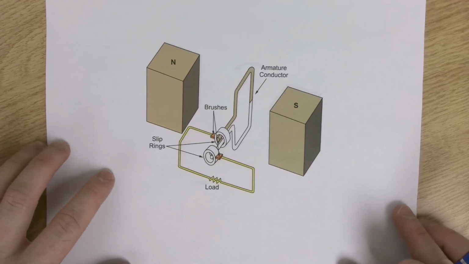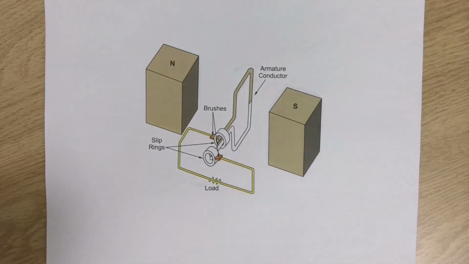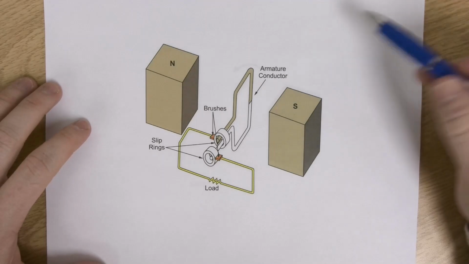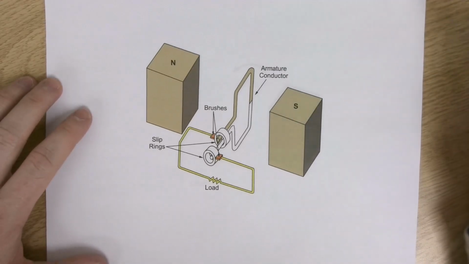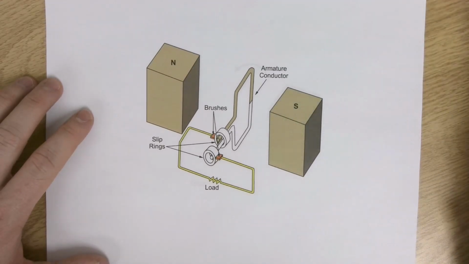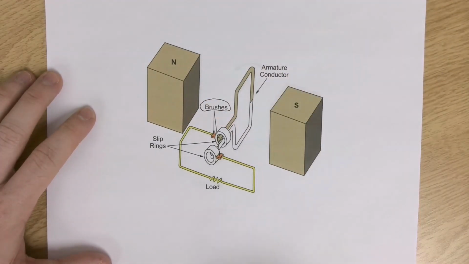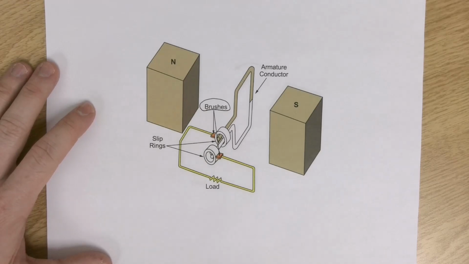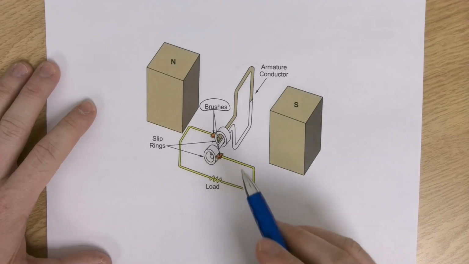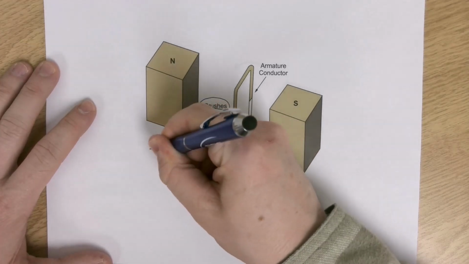Now, this is not actually how it's built, but this is a very simple diagram to help us understand an AC generator. So now we have our brushes, and this diagram just has it hooked up to a load. Sure, that's fine. We just need to understand how these things are going to work. Now we're going to look at a DC generator in a little bit, and the difference between the AC generator and the DC generator is all in the rings.